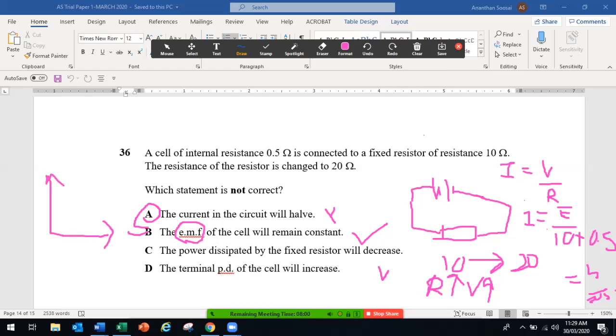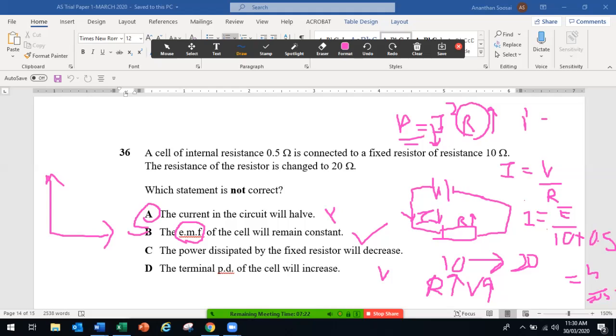Answer given is A. Yes. The 10 ohm changes to 20 ohm, the current will drop. Current drops, resistance gets big. So we are not sure if power gets big or small, right? P equals I squared R. I is dropping because resistance is going up, but R is getting big. One goes up, one goes down.